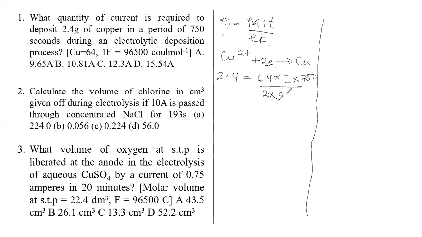And F is 96,500. So if you make I the subject, we are going to have 2.4 multiplied by 2 multiplied by 96,500, divided by 64 times 750. And that's going to give us 9.6 amperes. So therefore, option A is the correct answer.